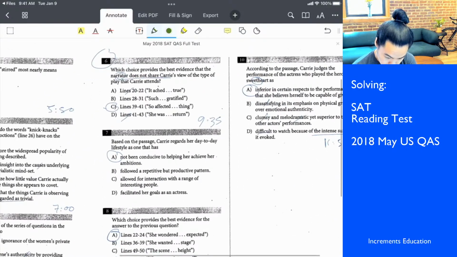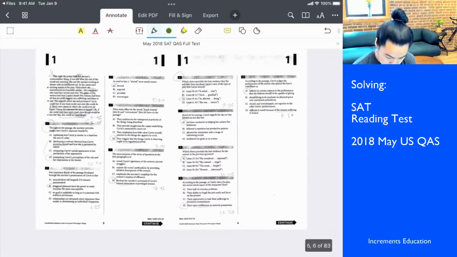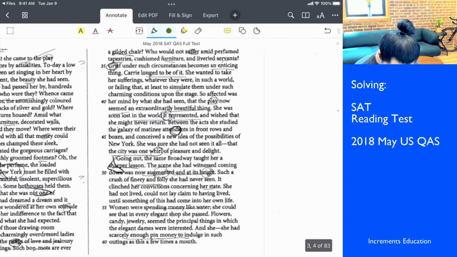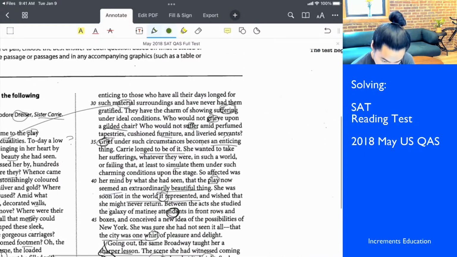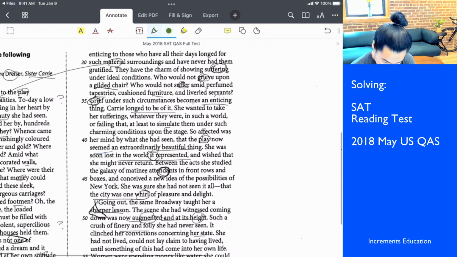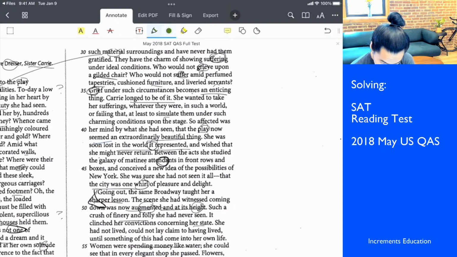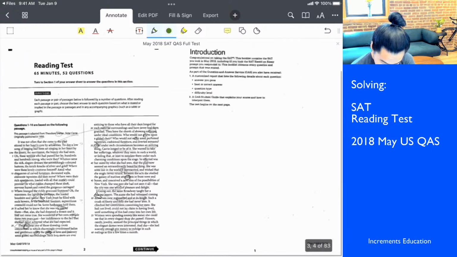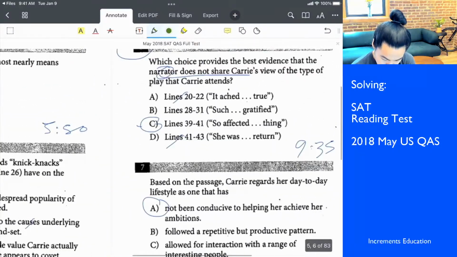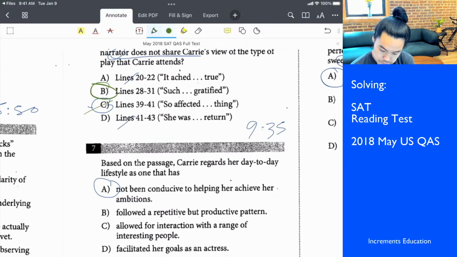Does not share the same view. Is it 28 or is it 39? 28 to 31. I would say 28 is closer. Okay, so that's 13:15.